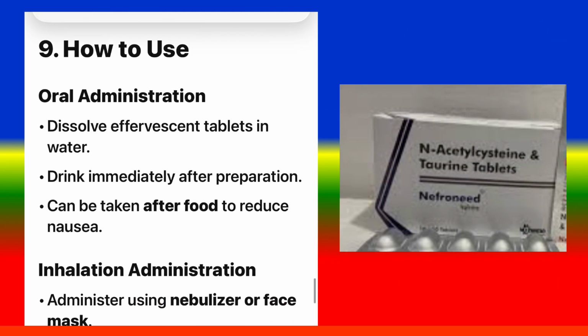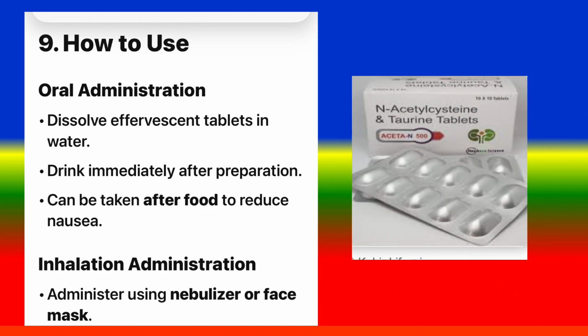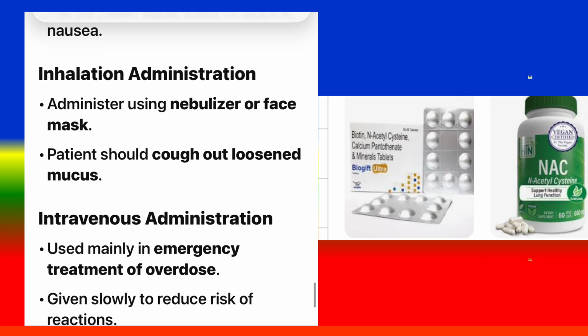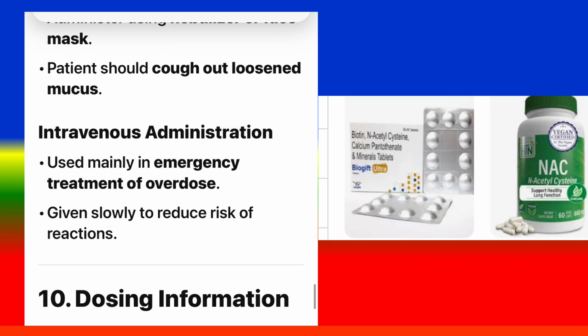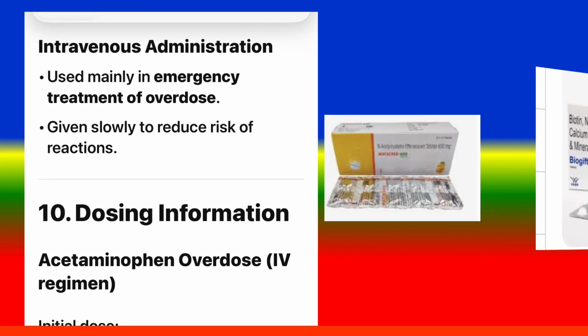How to use. Oral administration, dissolve effervescent tablets in water. Drink immediately after preparation. Can be taken after food to reduce nausea. Inhalation administration, administer using nebulizer or face mask. Patient should cough out loosened mucus. Intravenous administration, used mainly in emergency treatment of overdose, given slowly to reduce risk of reactions.